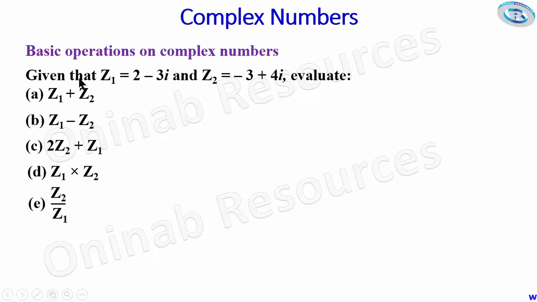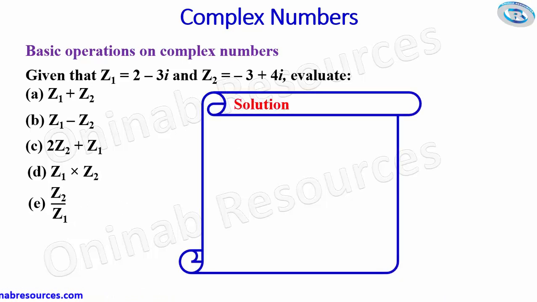So here we go. Given that z1 equals 2 minus 3i and z2 equals negative 3 plus 4i, evaluate A, z1 plus z2, that is addition of complex numbers. B, z1 minus z2, that's also subtraction of complex numbers. C, 2z1 plus z1, this is scalar multiplication of complex numbers. D, z1 times z2, multiplication of complex numbers. And E, z2 over z1, this is division of complex numbers. So we start the solution of the problems.